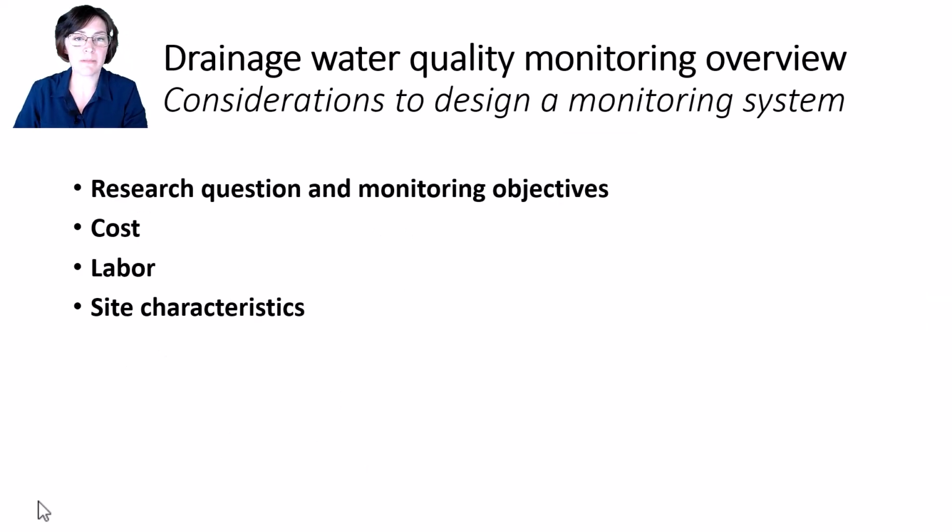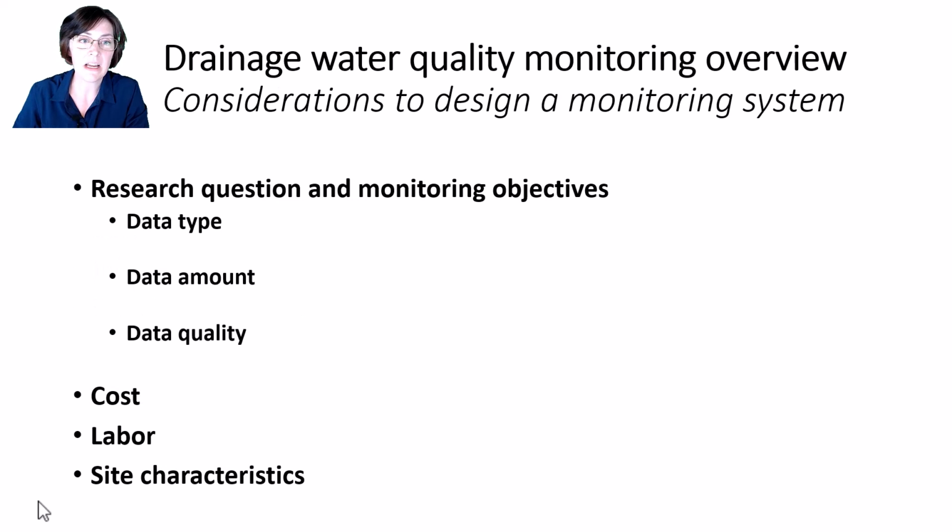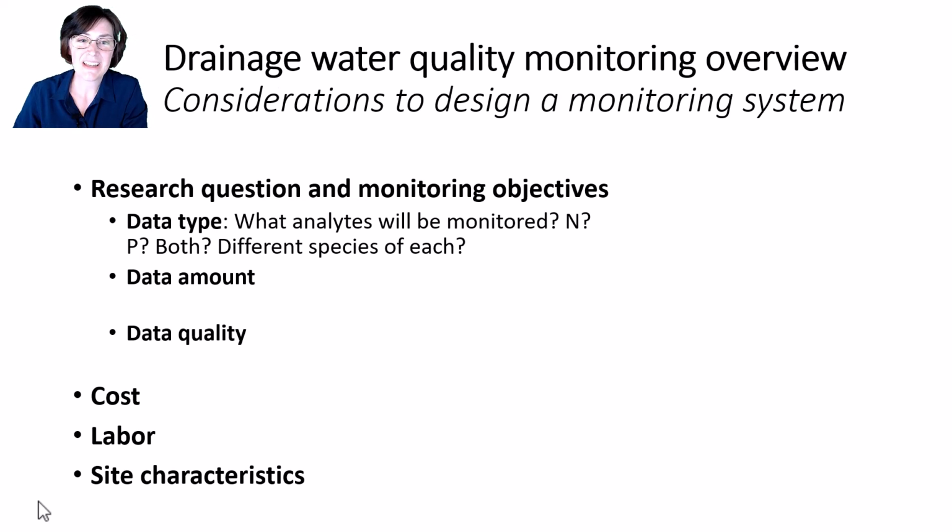The first aspect to really explicitly define as you start to plan your edge-of-field monitoring work is your research question and your monitoring objectives. Take trouble to be explicit and specific about the type of data, amount, and data quality you need to achieve your objectives. Specifically defining the type of data you want to collect includes knowing what analytes you're interested in.